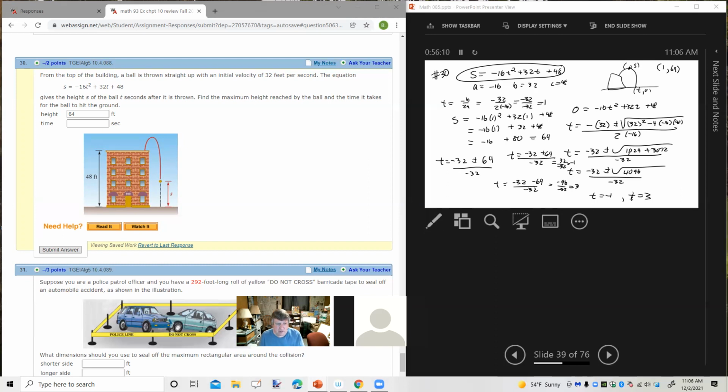Now, t equals negative 1 would actually be that point right there. But the ball didn't, or is it a ball? Yeah, the ball didn't start on the ground. It started 48 feet up in the air. So even though we're finding that t value, it's negative, so that doesn't work. It's the 3 seconds. That's the point right there when it hits the ground.